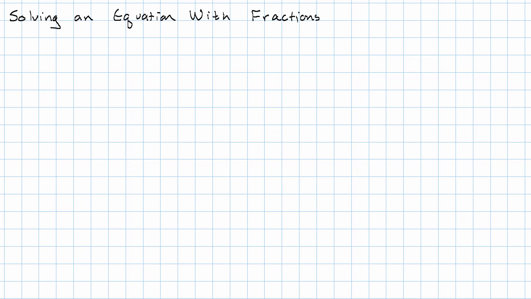What should we do if we have an equation in which fractions appear either as coefficients or as constants? For example, what should we do if we want to solve the equation 3/5 x plus 7/12 equals 1/5 x minus 2/3?